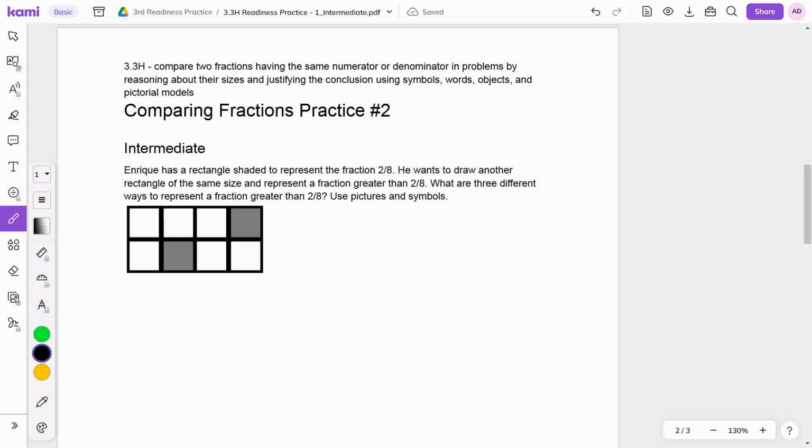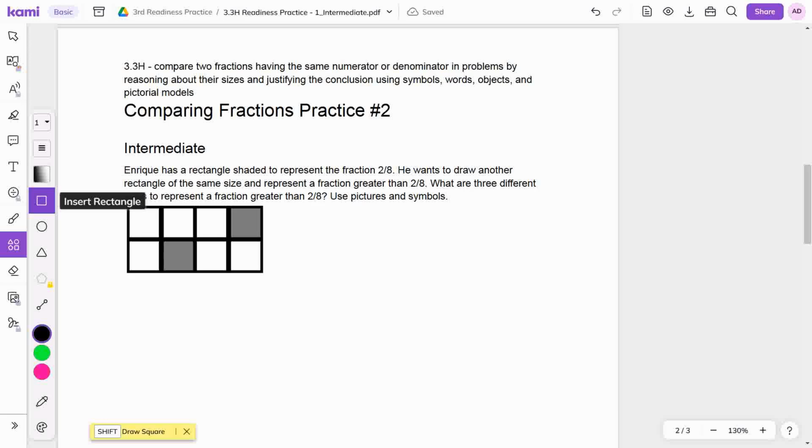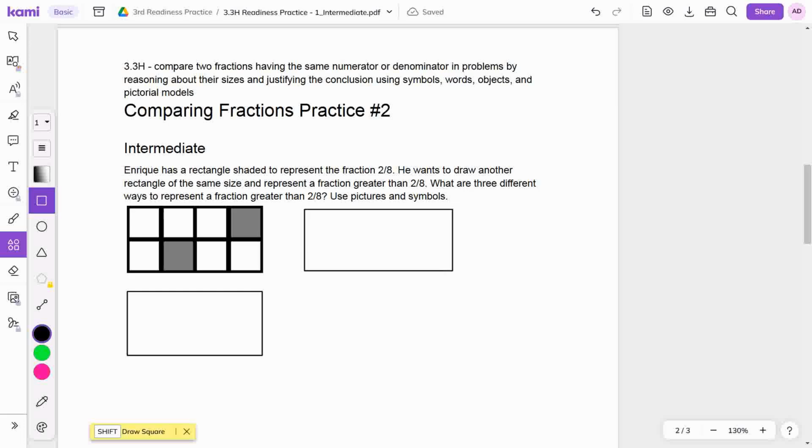All right, so let's do this. Let's make some rectangles. All right, so I'm going to make a rectangle like this. Then I'm going to try to make 2 others, and we'll just pretend they're all the same size. Doesn't have to be perfect.